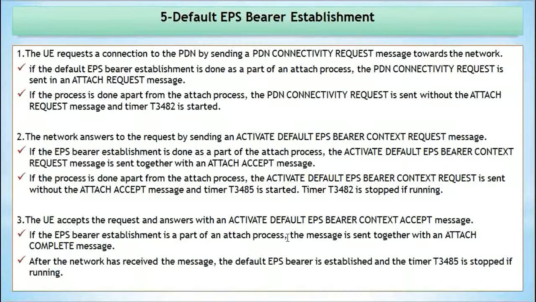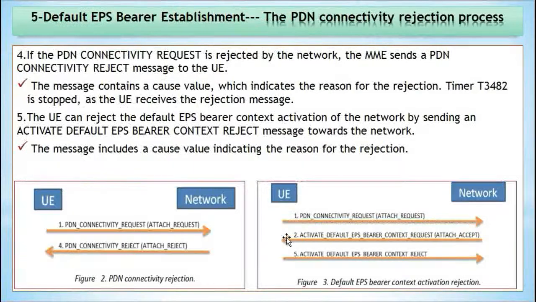Okay, if the PDN connectivity request is rejected, here you can see, if the PDN connectivity request is rejected by the network, the MME sends a PDN connectivity reject message to the UE. The message contains a cause value which indicates the reason for the rejection. Timer T3482 is stopped as the UE receives the rejection message.